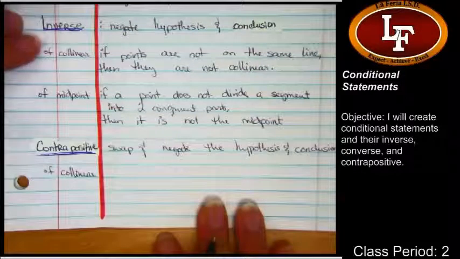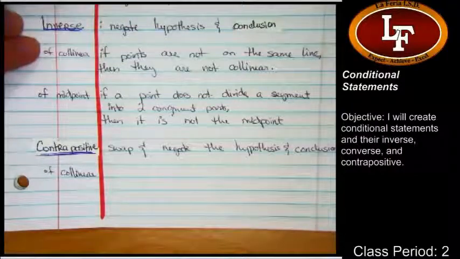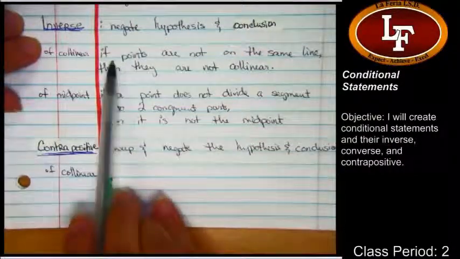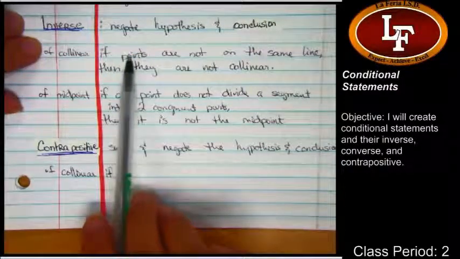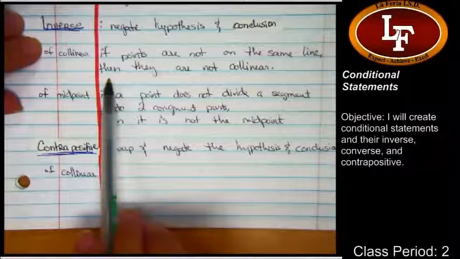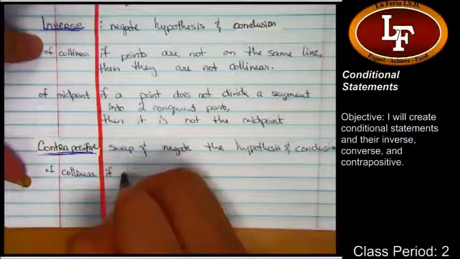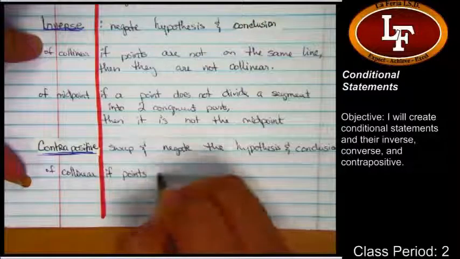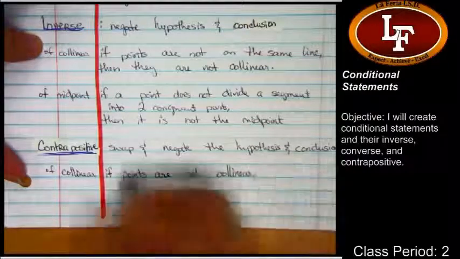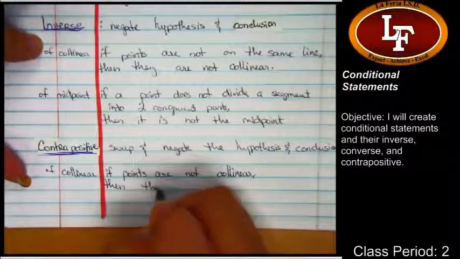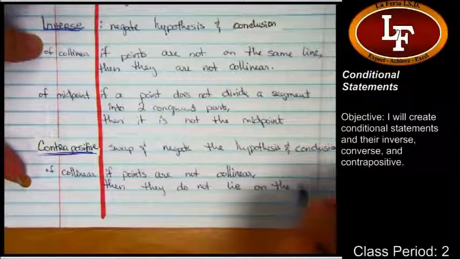Let's look up here. We have the negation over here, don't we? We have the inverse already. So take this one and now swap it. What would be the conclusion of this inverse statement right here? If points are not collinear, then they're not on the same line. Fantastic. Write it with me. If points are not collinear, then they do not lie on the same line.